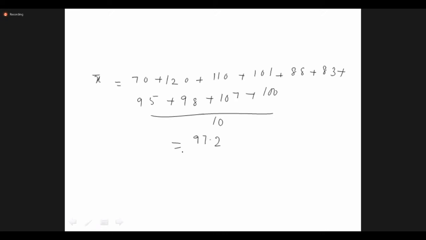Now we have to find out S. We know the formula: S square is equal to 1 by n minus 1 into sigma xi minus x bar whole square. This formula we will be using. So let me take the next slide and calculate all that.